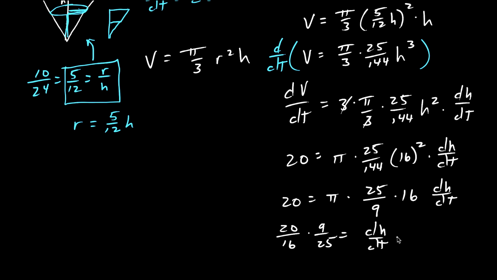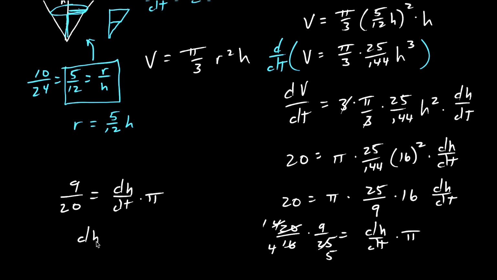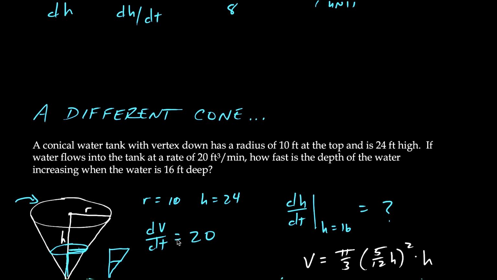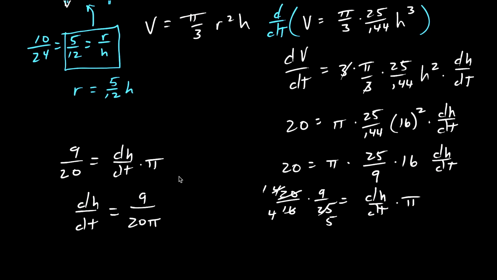So we're almost there. We'll simplify this a little bit more. We can divide by 5 and we get 4, divide by 5, we get 5. Simplifying a little bit more, we have that 4 in the 16, so we have 1/4. So we're going to be left with 9 over 20 equals dh/dt times pi, divide the pi over, and there we have dh/dt equals 9 over 20 pi. Our units, if we go back up here, we're in feet, so that would be in feet per minute. And that's it for that one.